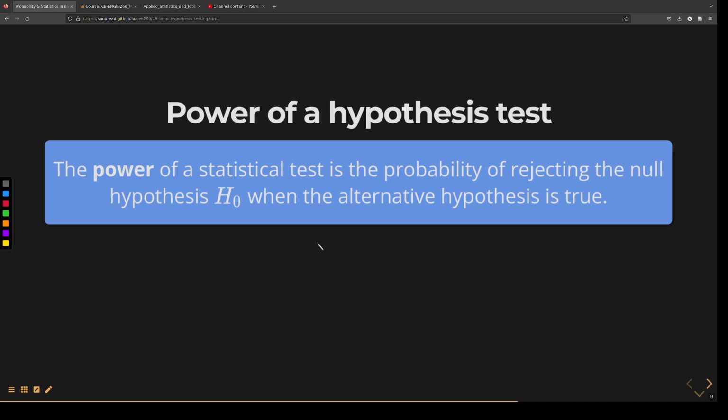Another concept that's very important for hypothesis testing is the power of a test. The power of a test is essentially the probability of rejecting the null hypothesis when the alternative hypothesis is true, which is what we wanted, right? So if the alternative hypothesis is true, we want to be able to reject the null hypothesis. But sometimes the data just don't support it. So if we fail to reject the null hypothesis, it doesn't mean that the null hypothesis is true. It means that we just don't have adequate data to actually prove this.